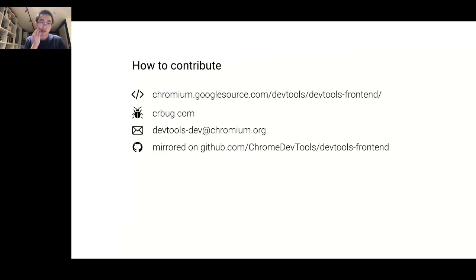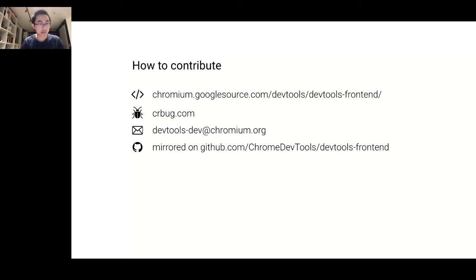Now, I want to go a little bit into how to contribute. The source is hosted at the same place as Chromium, at chromium.googlesource.com. Obviously, we live in a separate repository so that it's easier to work on DevTools itself without checking out all of Chromium. We use the same bug tracker as Chromium does, which is crbug.com, but if you find bugs and you want to make it known to us, label it as a Chrome DevTools bug.